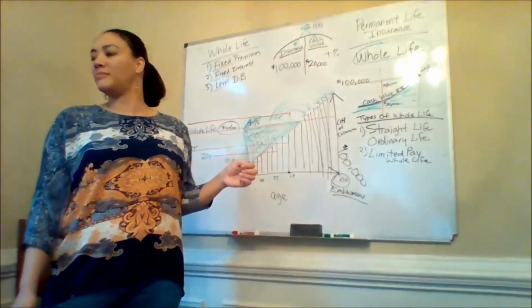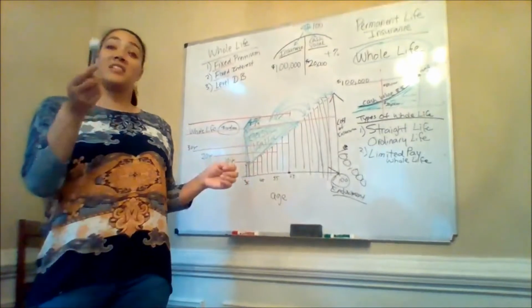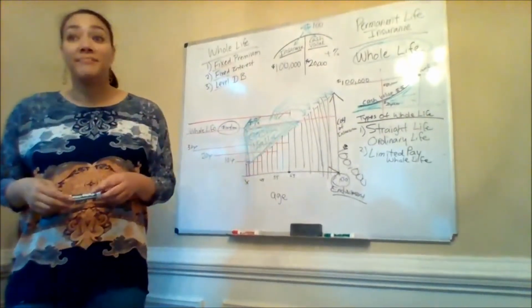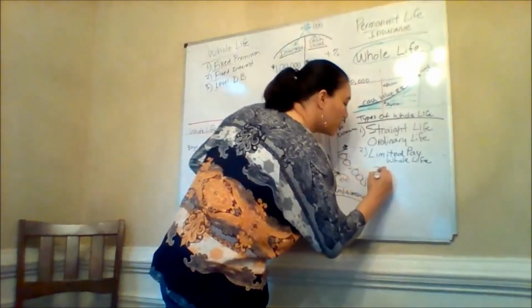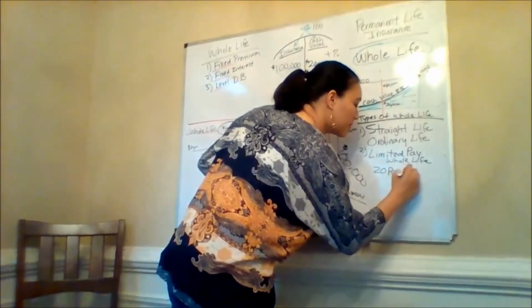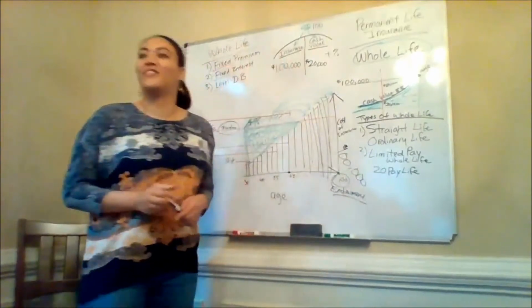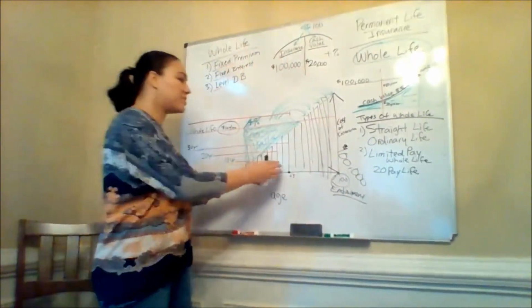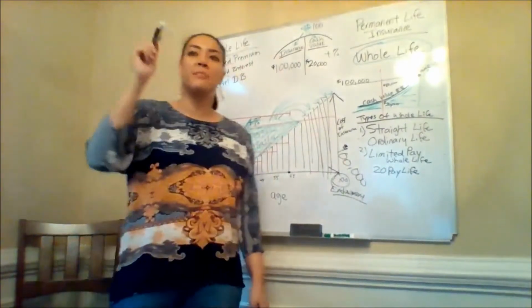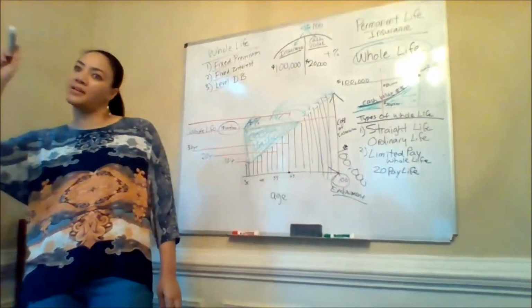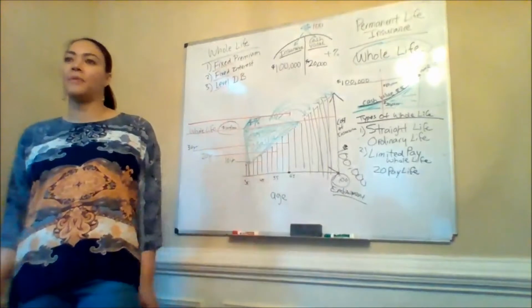Actually, they call them 20 pay. Have you seen that in the book? 20 pay life. What do you think 20 pay life means? You pay it off in 20 years. So it might not be a specific age. It could just be a specific period. So then they would call it 20 pay life or 10 pay life. It means I only pay for 10 years and I stop.